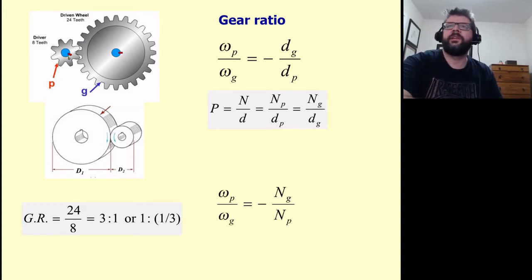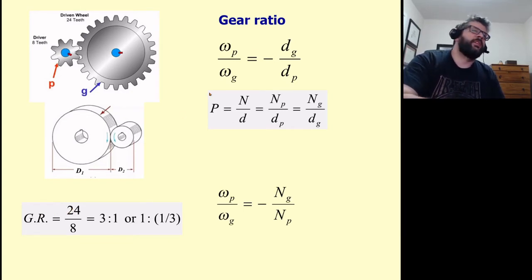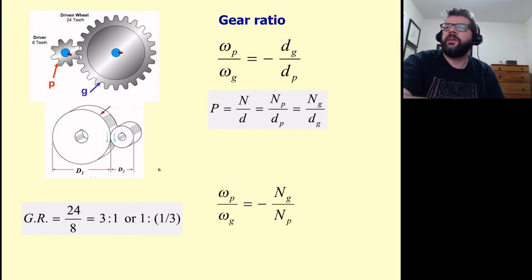In this instance up here, oftentimes you do drop the negative. When we're talking gear ratio, we usually just talk about the ratio between the teeth. So this would be a 3-to-1 gear ratio, since we've got 8 teeth here and 24 teeth here.